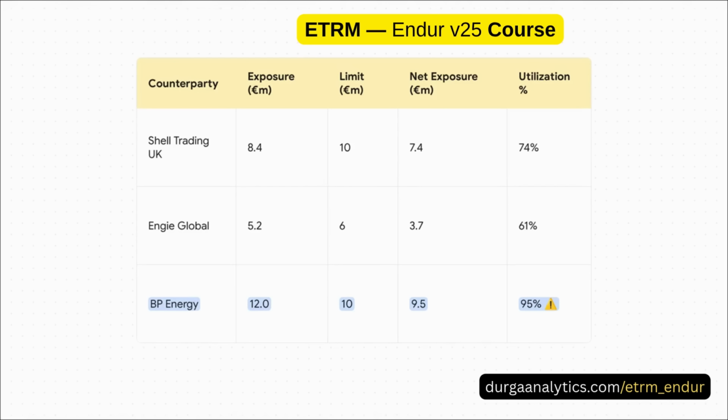So what does that query actually find? That's the crucial part. Take a look at this snapshot. Shell and Engie? They're looking fine, well within limits. But then you see BP Energy. They're at 95% utilization. That is deep in the red zone. Their net exposure is 9.5 million against a 10 million limit. And just like that, the system has automatically flagged a critical risk that needs someone's attention right now.